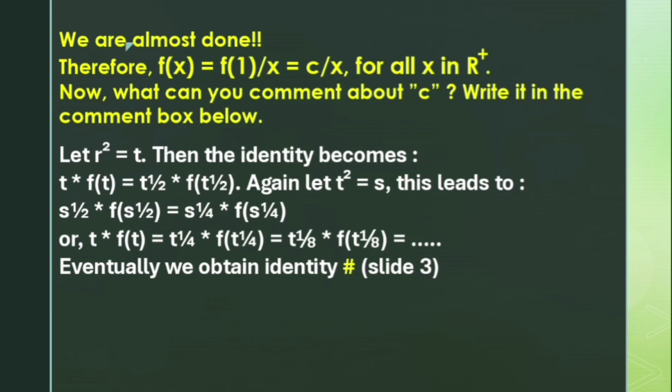So this was all about the problem. So finally, the continuous function is f(x) equals c upon x for all x in R plus, and in the comment section below, write what you can deduce about the term c, what values c can take.